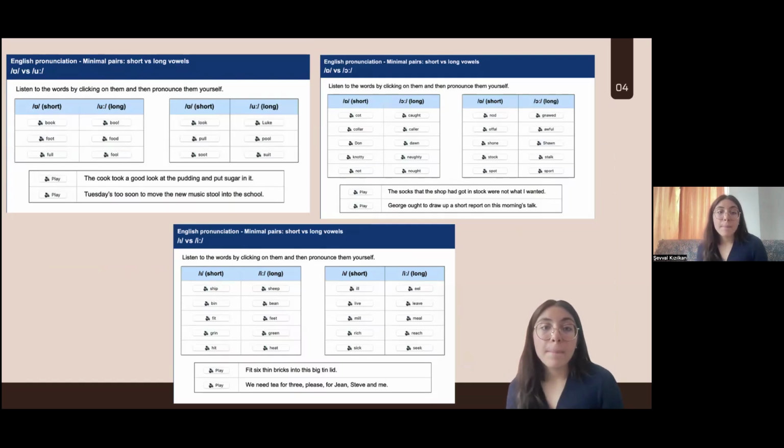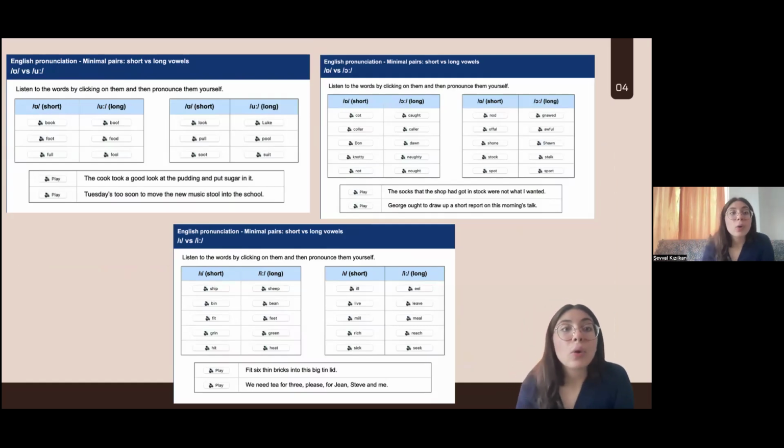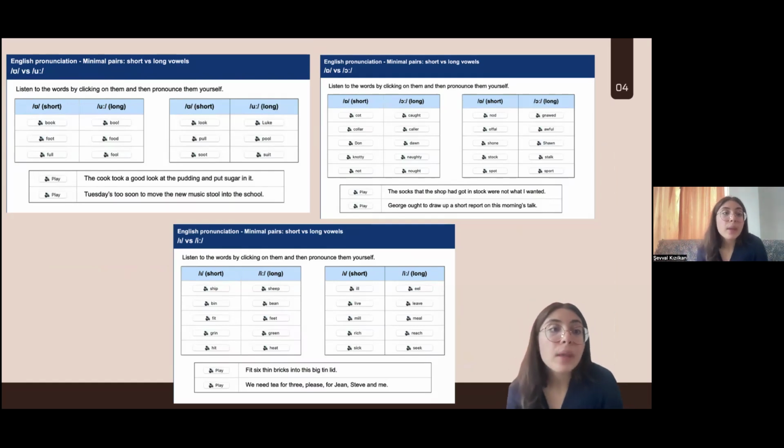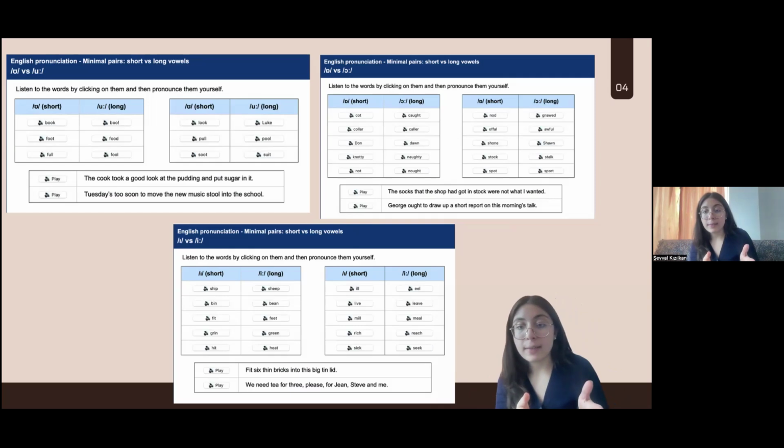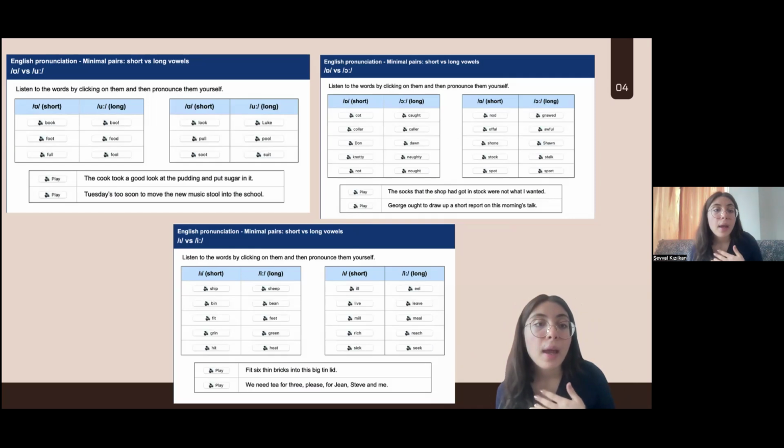Now we have some exercises here, short versus long vowels. Short ones: book, foot, full. Book and boo. Foot and feud. Full and fool. You got it? Look, Luke. Luke, come here. Look, this is the page. Look, this is the presentation. Luke, can you come here? You see the difference, right?